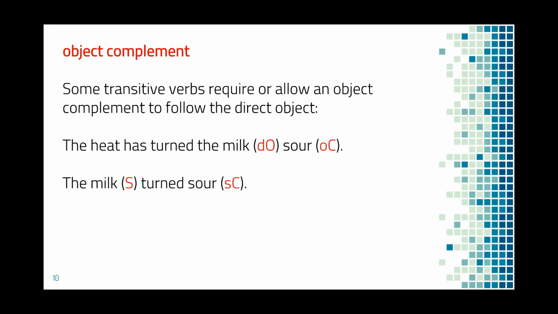Look at the examples. The heat has turned the milk sour. Now, the milk is the direct object and sour is the object complement. Look at example number 2. The milk turned sour. Now, in example number 2, this is a subject complement. And if you pay attention to the object complement in the first sentence and the subject complement, then you could see the relationship between them.